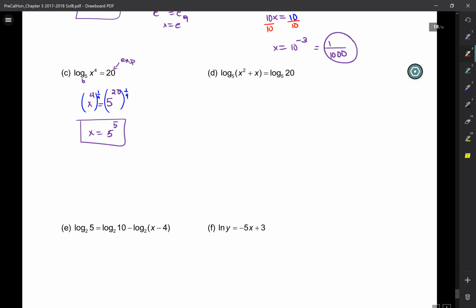Okay, here we're going to use the 1-to-1 property. I have log base 5, log base 5. I just set whatever is inside equal to each other. Don't you guys love logarithms? I know I do. So it's x plus 5, x minus 4 equals 0, x equals negative 5, x equals positive 4.